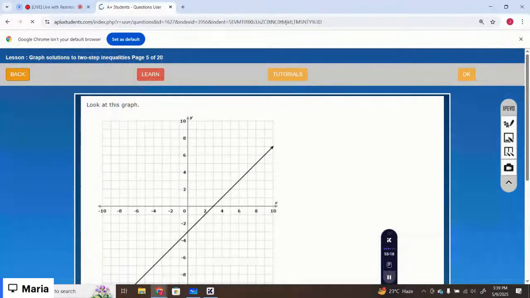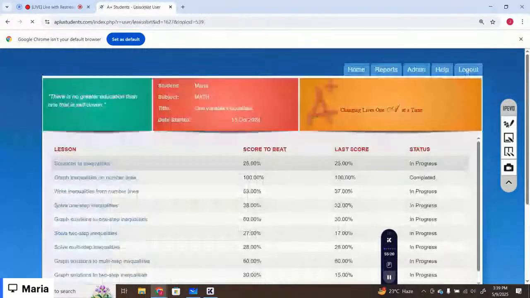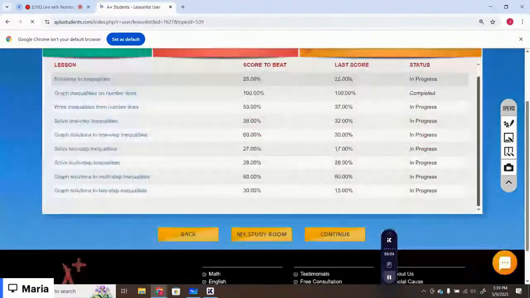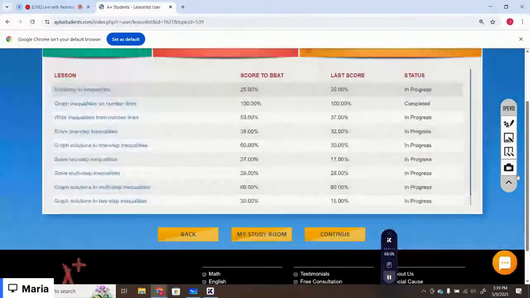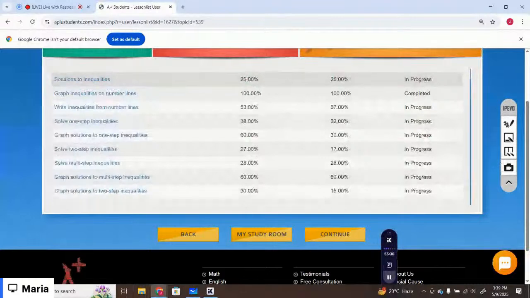So we were working on grade 8 math. The chapter we're working on is one variable inequalities. The lessons we have covered today are solve two-step inequalities, solve multi-step inequalities, graph solutions to multi-step inequalities, graph solution to two-step inequalities.